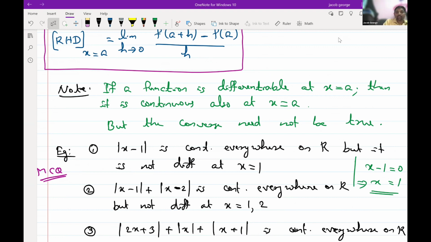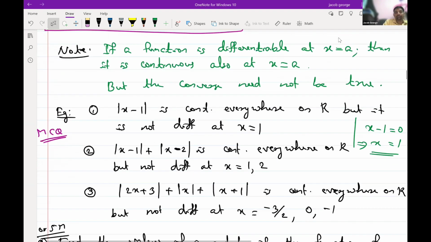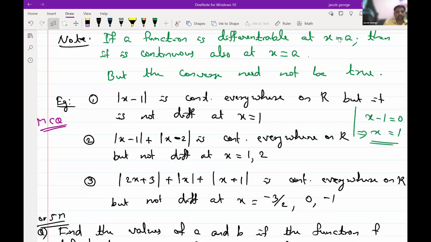And the next concept will come in MCQs. Inside the modulus, if there is an expression, it is continuous everywhere, but it is not differentiable at the point where the expression inside the modulus is equated to 0. So it is not differentiable at x minus 1 equal to 0, which means x equal to 1. It is not differentiable at x equal to 1.